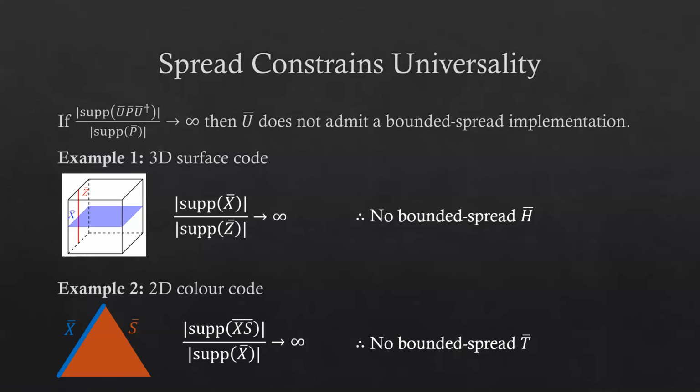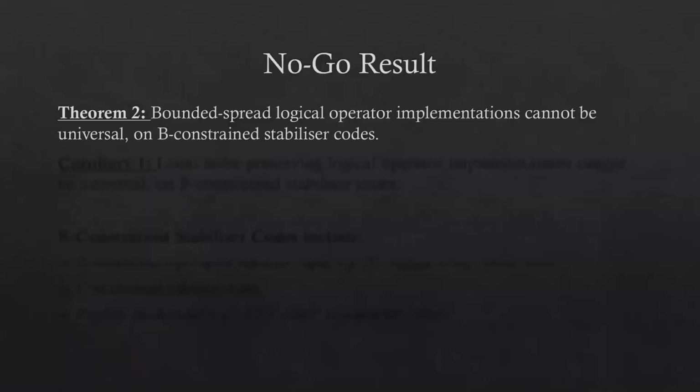We prove our main no-go result then by generalizing these examples to a larger context. Specifically, our theorem 2 is that bounded spread logical operator implementations cannot be universal on B-constrained stabilizer codes, where B-constrained stabilizer codes, as we'll discuss in a moment, are a large class of stabilizer codes, defined such that they have the property that this theorem applies to them.